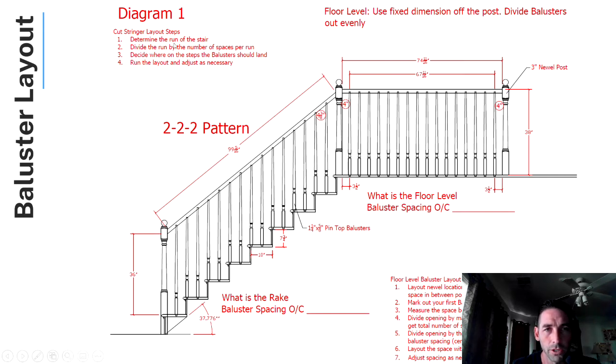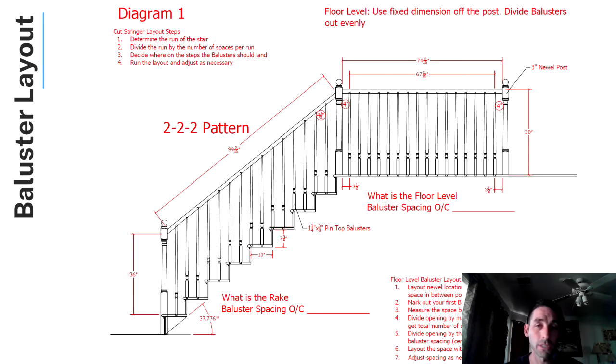And it says determine the run of the stair. So we've already got that laid out for us. The run of the stair is 10 inches. Divide the run by the number of spaces per run. Well, this is a 2-2-2 pattern, which means there's 2 spaces per run. So that means that these are 5 inches on center.